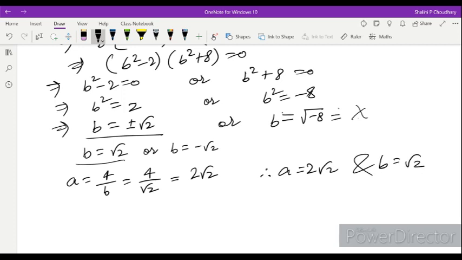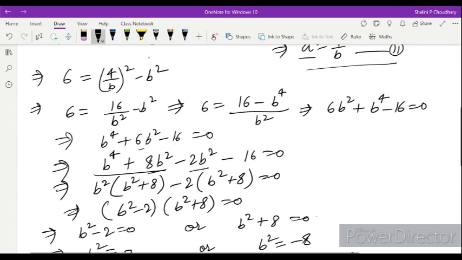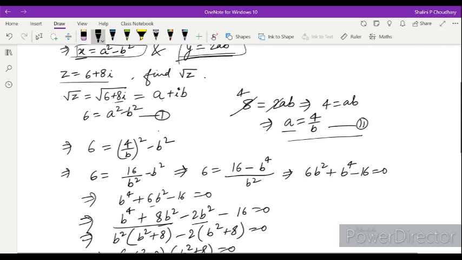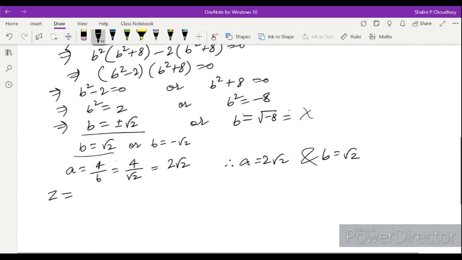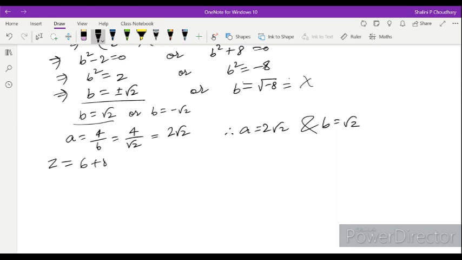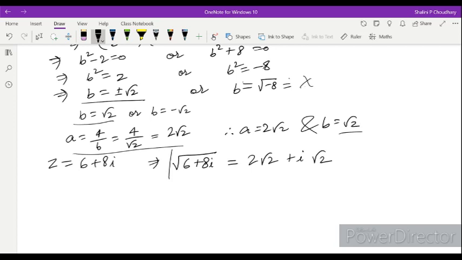So what value are we getting for z? The value of z was 6 plus 8i, right? So z is equal to 6 plus 8i. What will be the value of z? Square root of 6 plus 8i will be equal to a plus ib. What is the value of a? 2 root 2, plus i into b. What is the value of b? Root 2. So this will be the value.